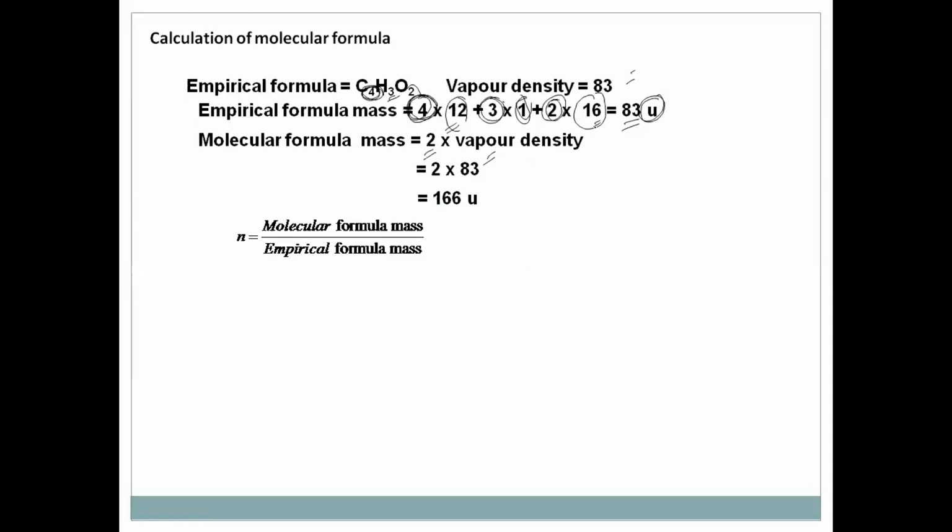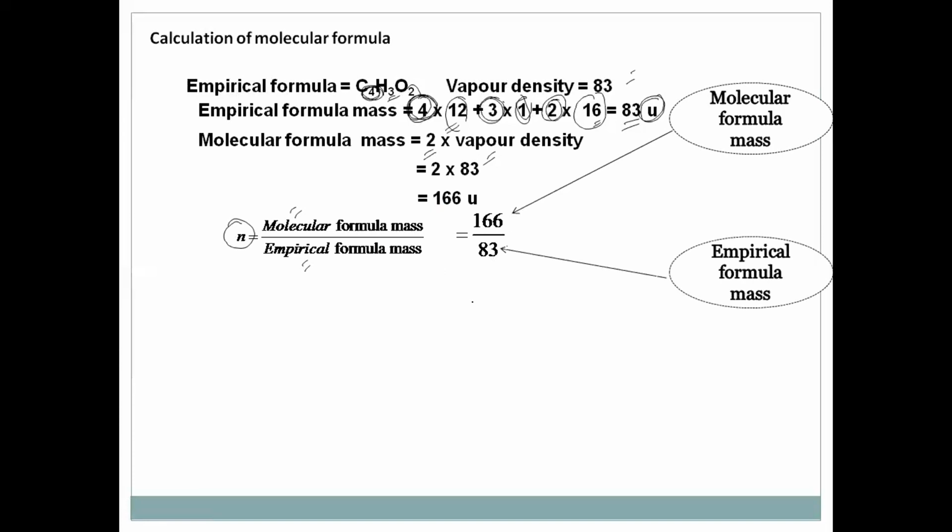Now we will have to calculate the n factor value. You know, n factor value is always equal to molecular formula mass divided by empirical formula mass. We substitute the value of molecular formula mass 166 divided by 83. Here 166 is the molecular formula mass, whereas 83 is the empirical formula mass. The value comes to be 2.